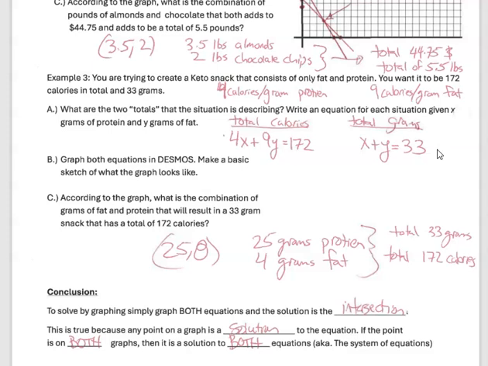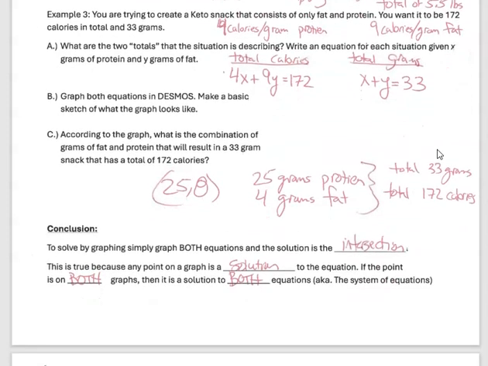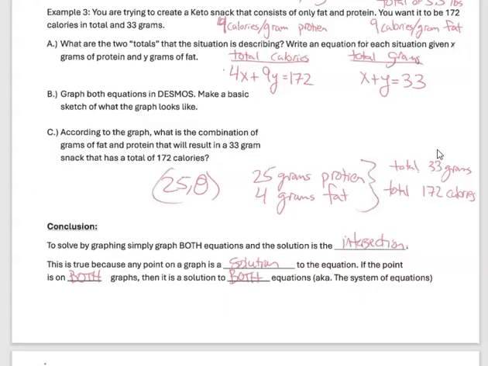The conclusion is basically to solve by graphing, you just have to graph both of your equations, find your intersection, and your intersection is your solution. In class, we talked about if you do not have an intersection because the lines are parallel, there would be no solution. And if the lines are on top of one another, then it would be infinitely many solutions because there are infinitely many intersections. This is true because a point on the graph is a solution to the equation. If the point is on both graphs, then it is a solution of both.